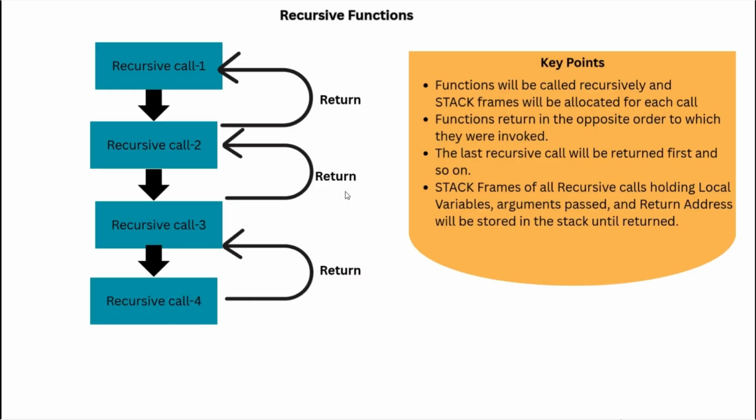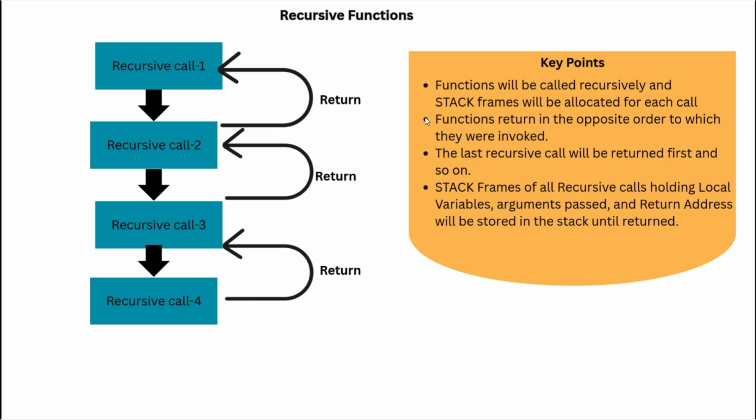So how does it work? First, the recursive calls happen sequentially. Once the last one is done, every function will return in reverse order: the last one called will return first, and then the next one, like this.